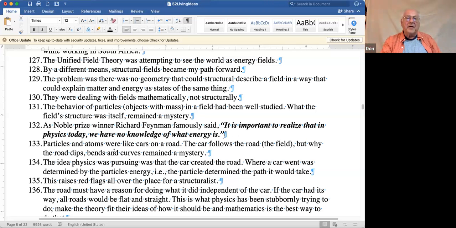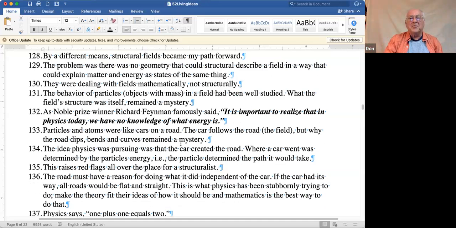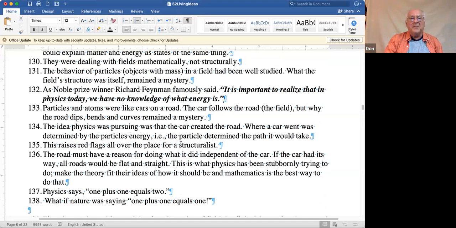So particles and atoms are like cars on a road. The car follows the road, the field. But why the road dips and bends and curves remains a mystery. The idea physics was pursuing was that the car created the road. And if you look into quantum mechanics, you realize this is what's happening. Where a car went was determined by the particle's energy. The particle determined the path it would take.